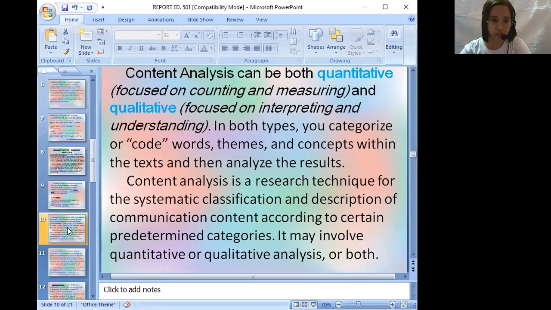Content analysis can be both quantitative, focused on counting and measuring, and qualitative, focused on interpreting and understanding. In both types, you categorize or code words, themes, and concepts within the text and then analyze the results. Content analysis is a research technique for the systematic classification and description of communication content according to certain predetermined categories. It may involve quantitative or qualitative analysis or both.